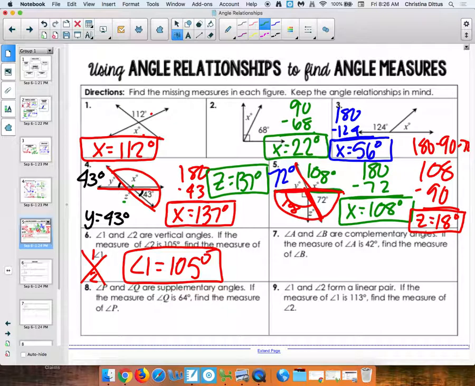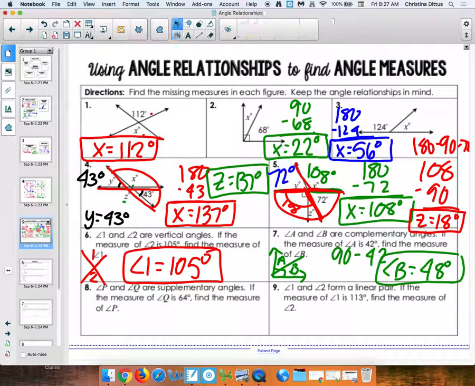A and B are complementary. What does it mean to be complementary? Equal to 90. So we have something like this, where A and B equal 90. If A is 42, how can I find B? Subtract from 90. Good. 90 minus 42 gives me how much for angle B? 48.